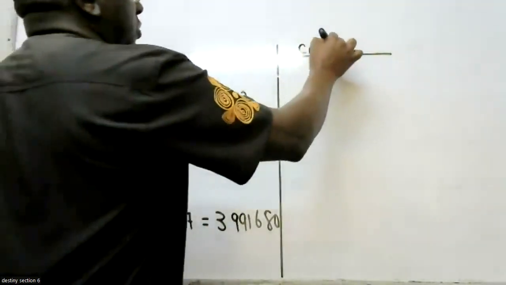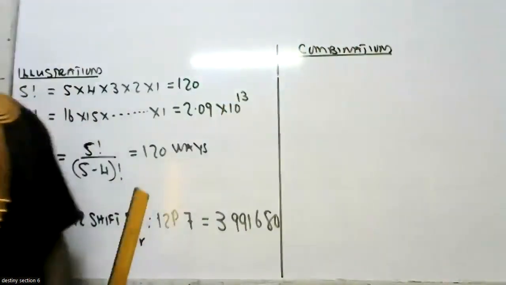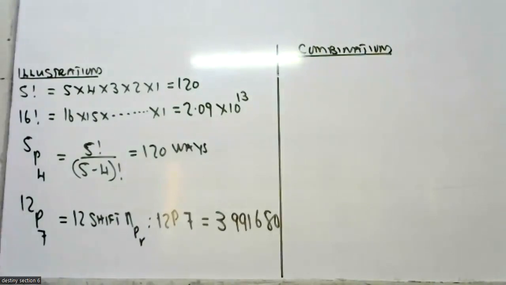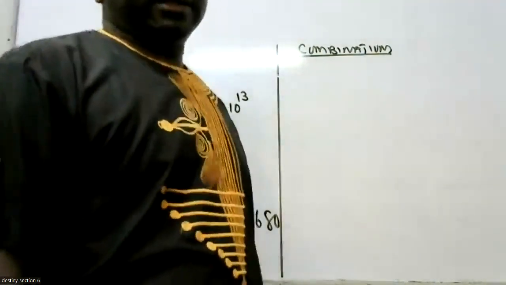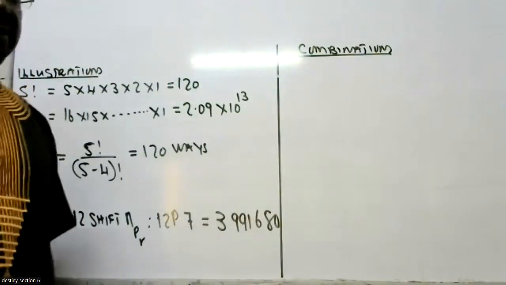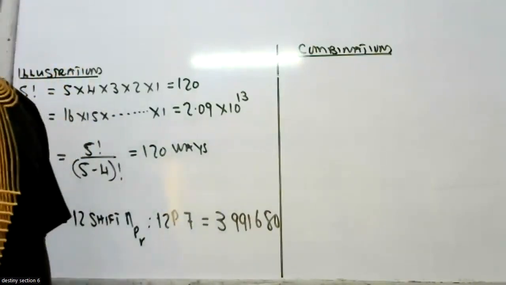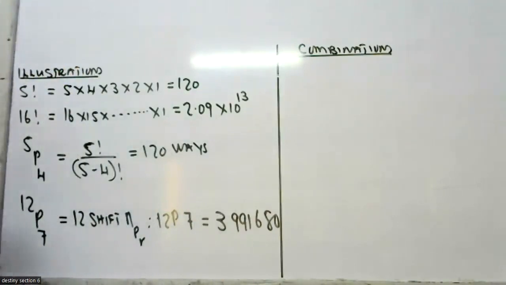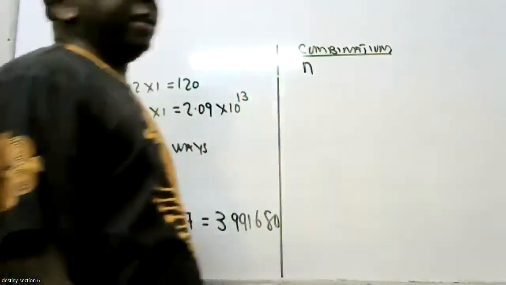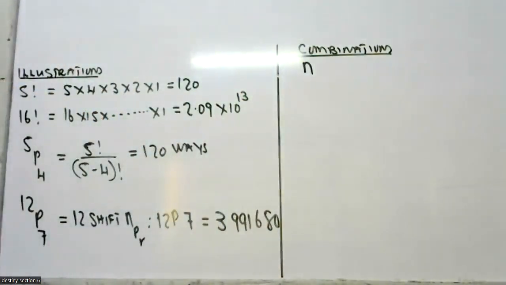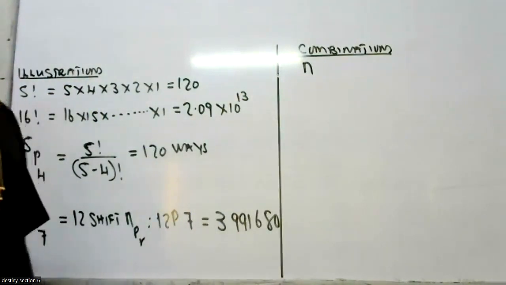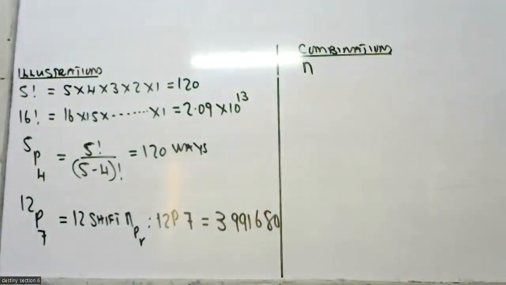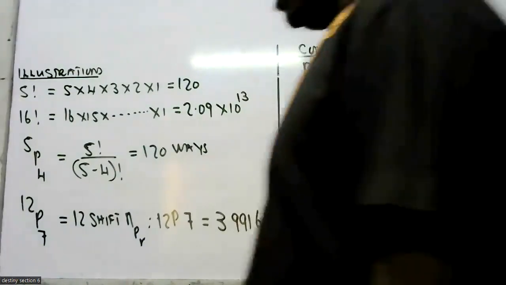Combinations, and we write that, refers to the number of ways in which n different items can be arranged in any order, while selecting r items at a time.